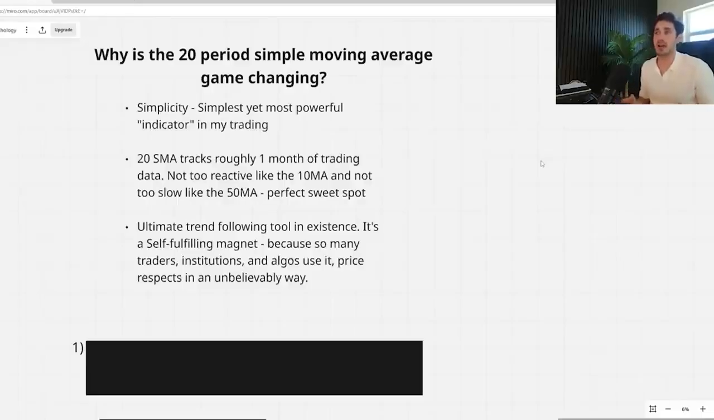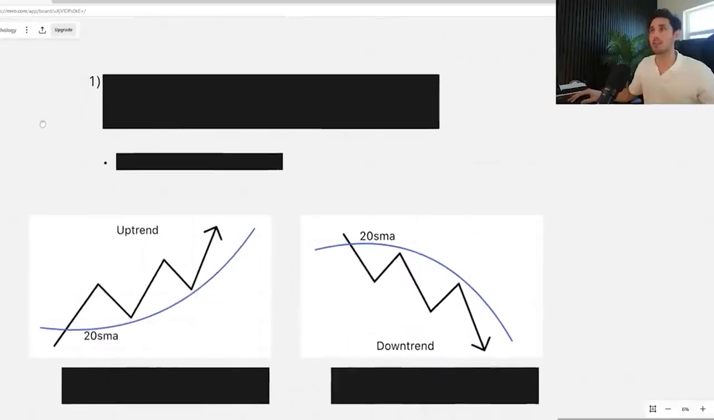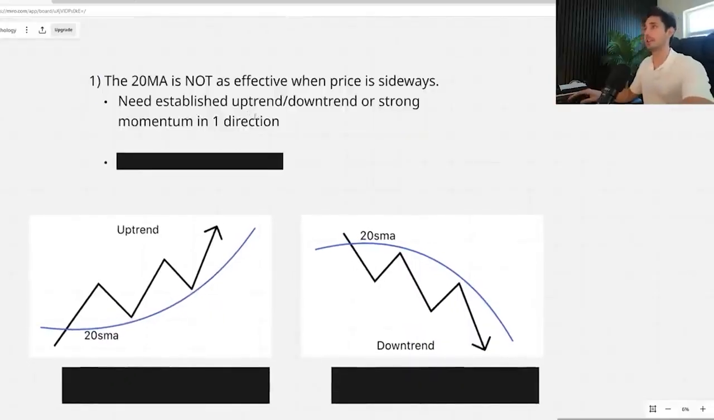Like, what's the reasoning behind it? And I've wondered this as well. I honestly think it's because it's like a self-fulfilling magnet. There are so many traders, institutions, and algorithms that use it that price just respects it in an unbelievable way that you're about to see. At the end of the day, I'm not sure exactly why it works, but it works, and that's the only thing I really need to worry about. So let's hop into how to actually use it.